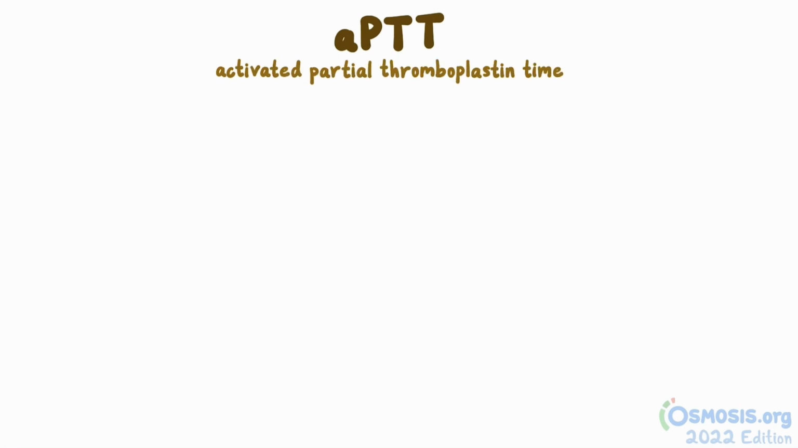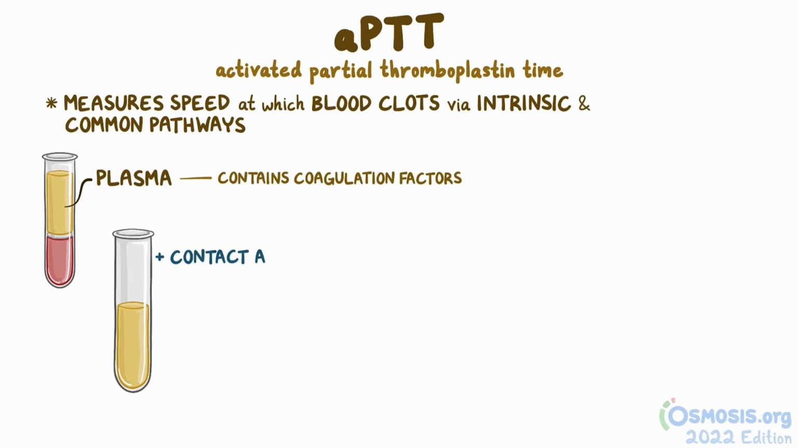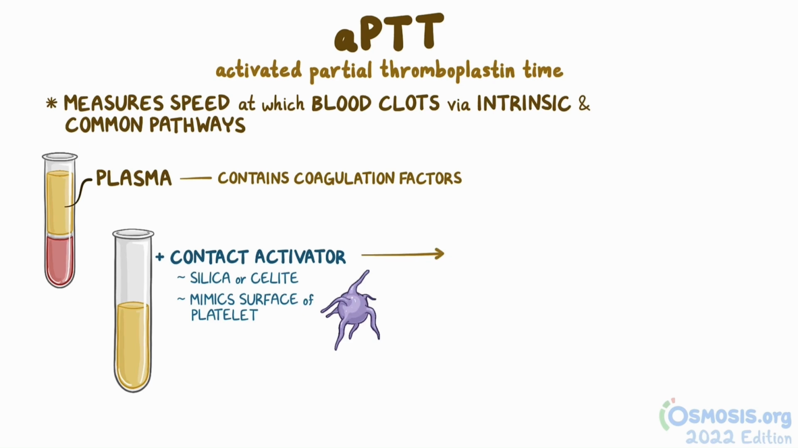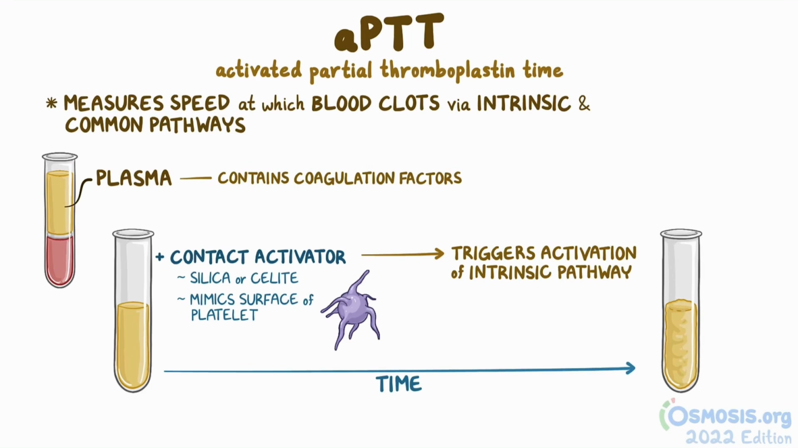Since heparin primarily operates on factors in the common and intrinsic pathway, a laboratory value called the APTT, or activated partial thromboplastin time, is used to measure its efficacy. The APTT measures the speed at which blood clots via the intrinsic and common coagulation pathways. To perform this test, blood is drawn from a person and placed in a test tube. Next, the sample is separated by centrifuge into plasma, which contains the coagulation factors. Next, a contact activator, like silica or celite, which mimics the surface of a platelet, gets added to the sample to trigger the activation of the intrinsic pathway. The time until the sample coagulates gets measured.